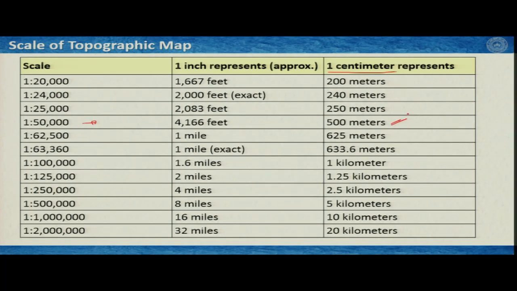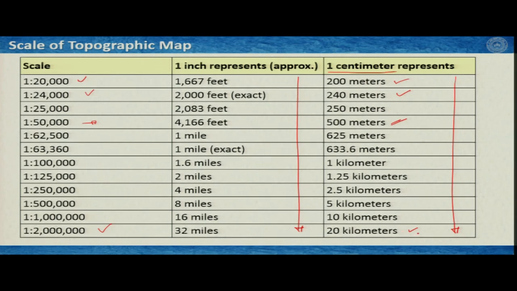So similarly, you can have 1 to 20,000, that means 200 meters, 1 to 24,000, that means 240 meters, and so on. And then finally, 1 to 20 lakh ratio, that means 1 centimeter in the map is equivalent to 20 kilometers in the region. So this column represents these things in centimeters or meter scale, and there it is inch and mile scale.